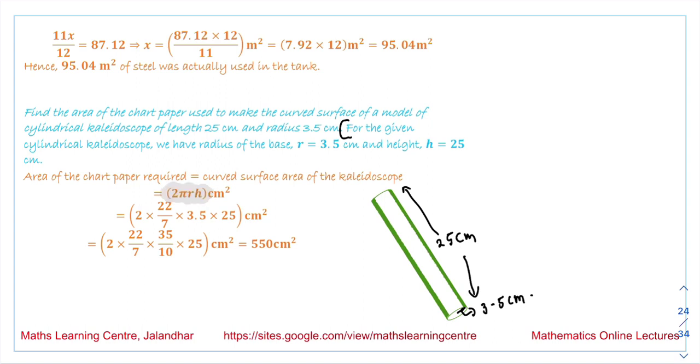We substitute these values: 2 pi is 22 by 7, r is 3.5 and height is 25. When we solve, we write 3.5 as 35 by 10. So 7 fives are 35, 2 and 5 with 10 get cancelled, and when you multiply 22 with 25, you get the answer 550 centimeter square. So this is the area of the chart paper required to make the kaleidoscope.